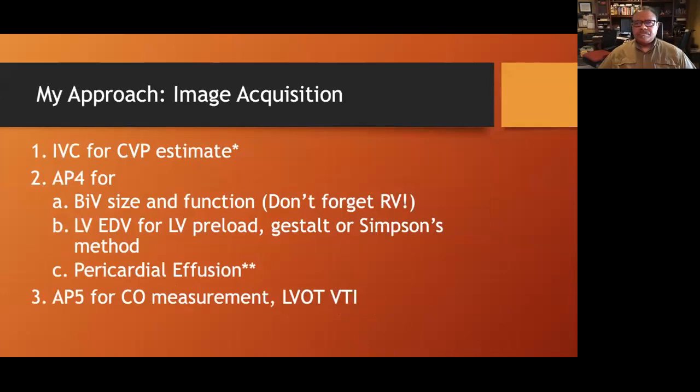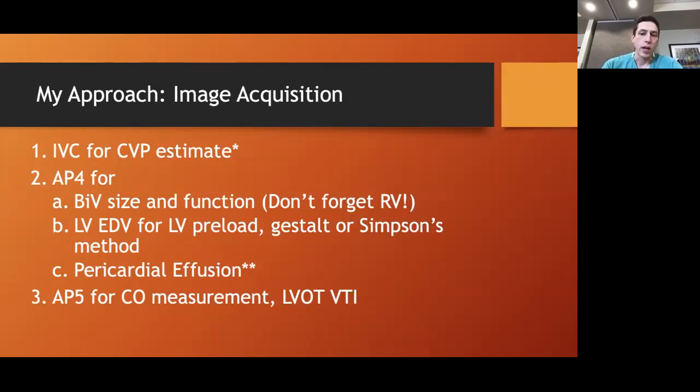So my approach to shock ultrasound is 3 steps. First, I obtain an image of the IVC in its long axis to estimate the patient's CVP. Now, there are many pitfalls to IVC evaluation, which we will go through shortly. Second, I obtain an apical four-chamber view to assess biventricular size and function, paying special attention to imaging the RV adequately.